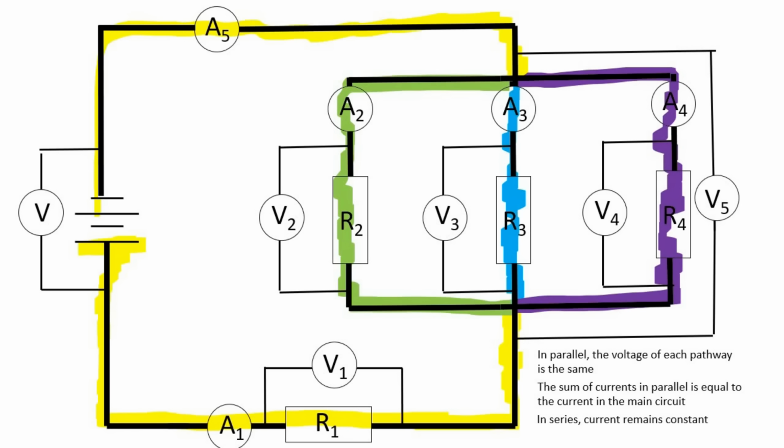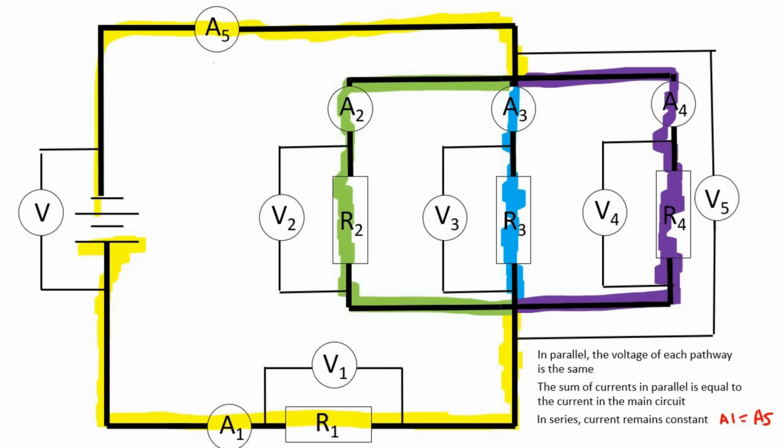Okay, so let's start with this part over here. In series, current remains constant. So remember, series is the part that is in yellow. So we could say that A1 is the same as A5. Okay? So A1 is the same as A5. And in the next lessons, we're going to be doing actual examples with numbers.